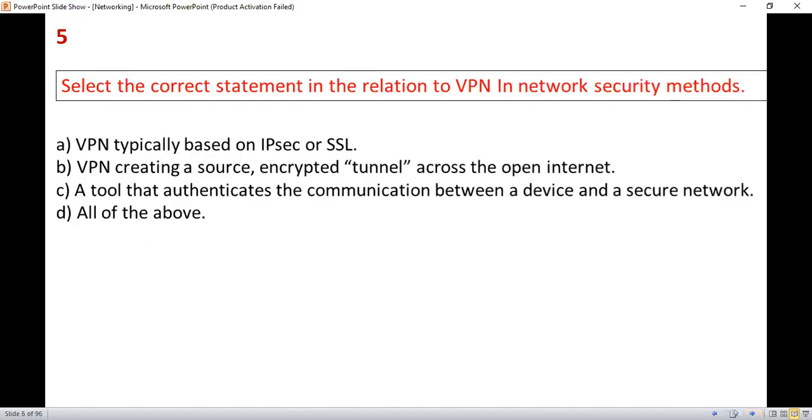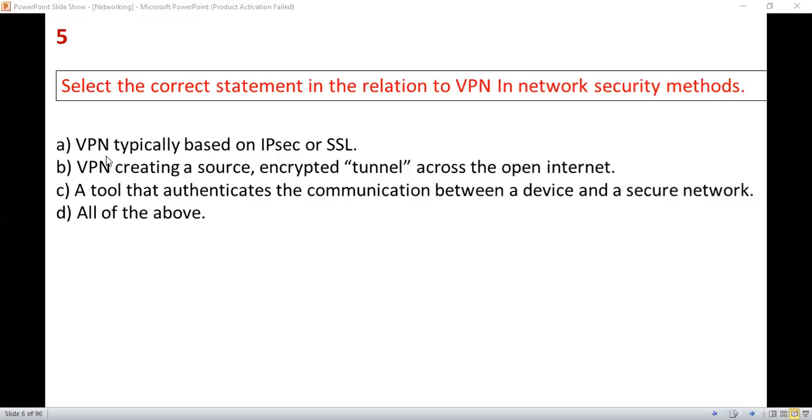The next question you can see here: select the correct statement in relation to VPN in a network security method. The options are: VPN is typically based on IPsec or SSL; VPN creates a secure encrypted tunnel across the open internet; and a tool that authenticates the communication between a device and a secure network.